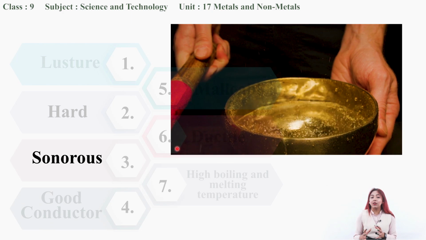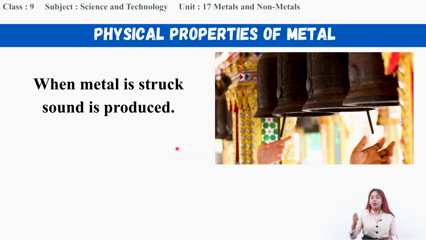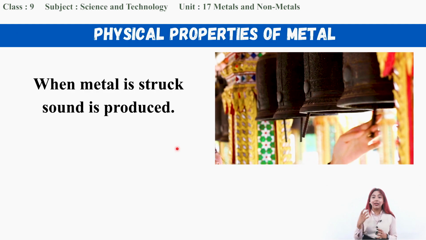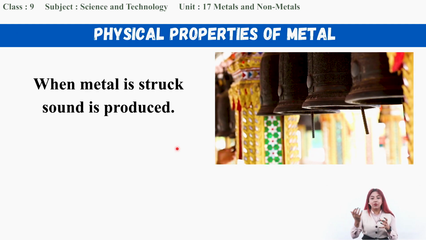So metals are sonorous. When you go to the temple and ring the bell, you can hear the sound. That is, when you are ringing the bell, you are striking the metal, so a sound is produced. That is the sonorous property of the metal.